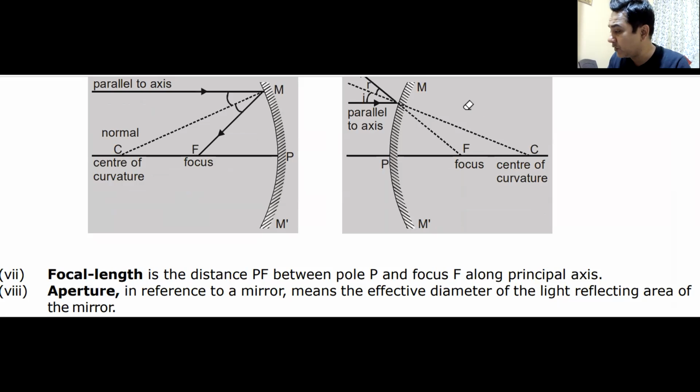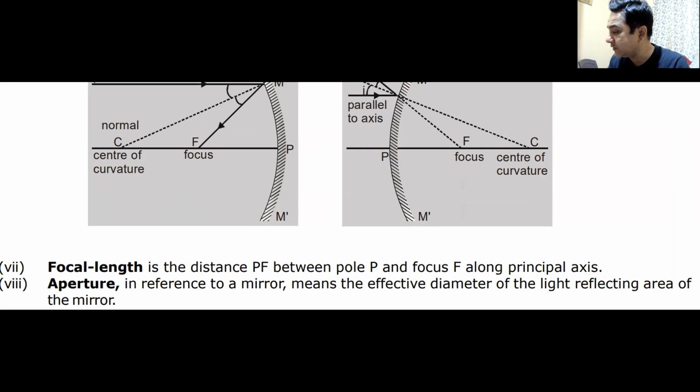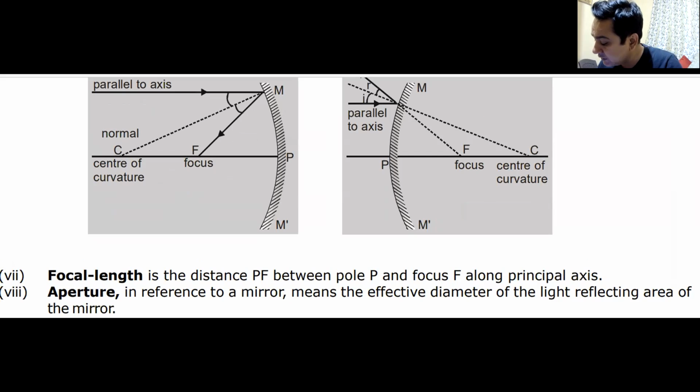I hope all of you know what focal length is, but since we are doing each and every definition, it is my duty to tell you. Focal length is the distance PF, the distance of the focus from the pole P of the mirror. In case of a concave mirror it looks a bit different from a convex mirror, but the definition is the same.